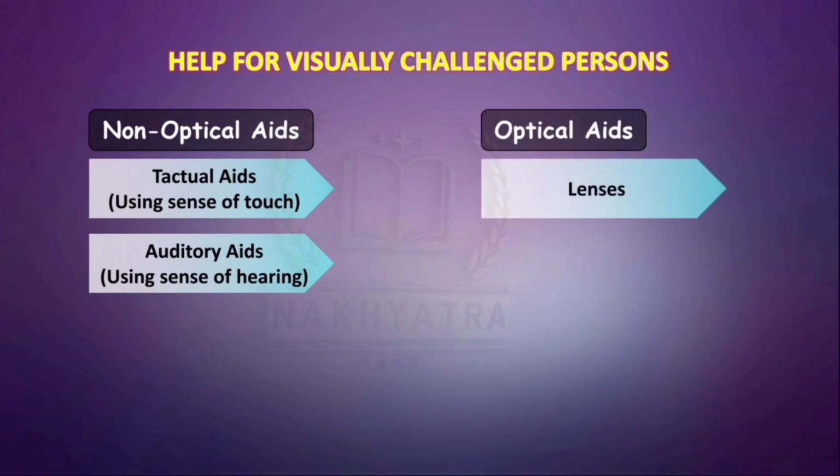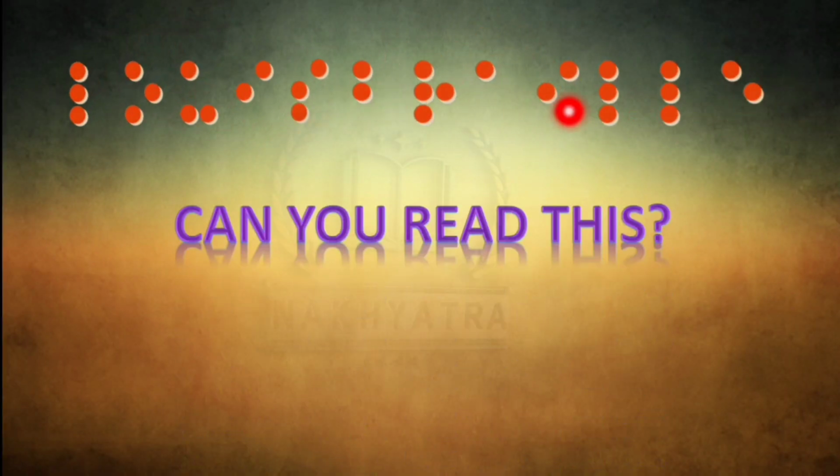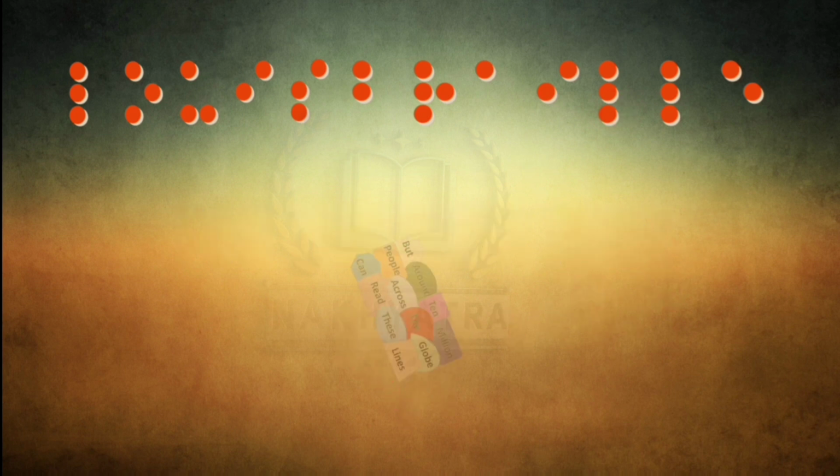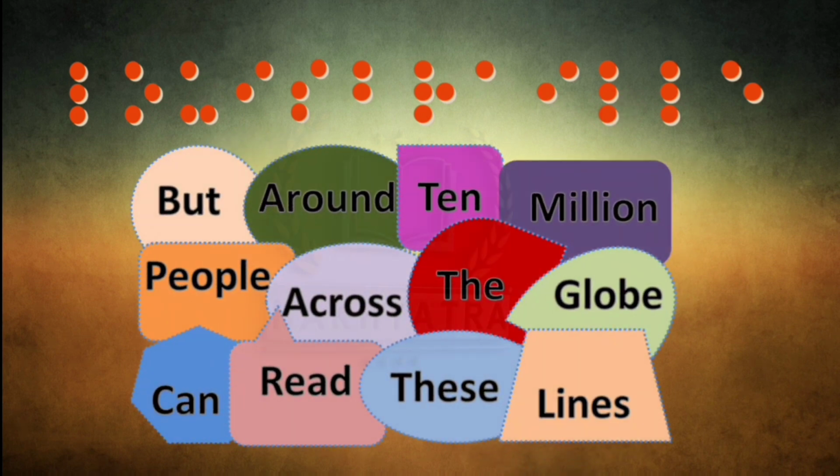Then there are optical aids like lenses and telescopic aids. Clear? Well, can you read this? Definitely we cannot read this, but around 10 million people across the globe can read these lines. It is written Louis Braille.